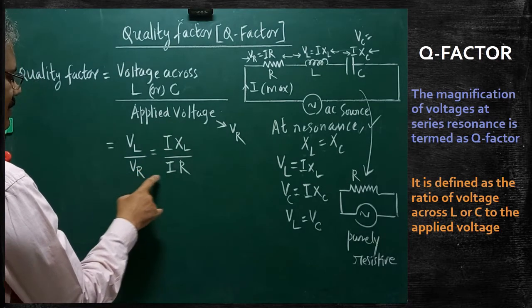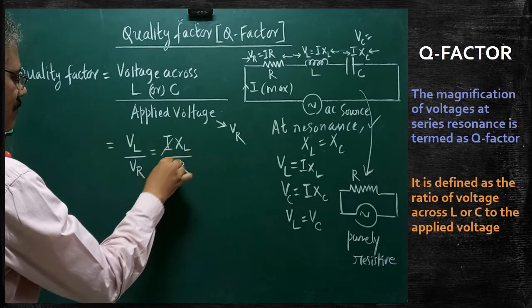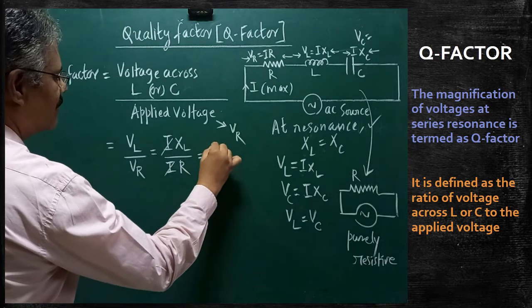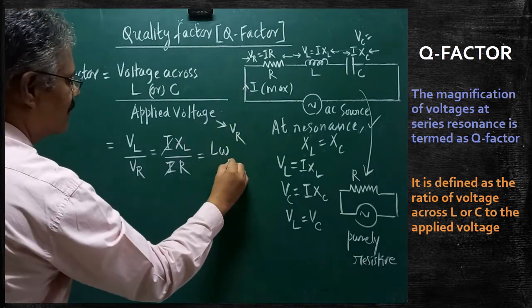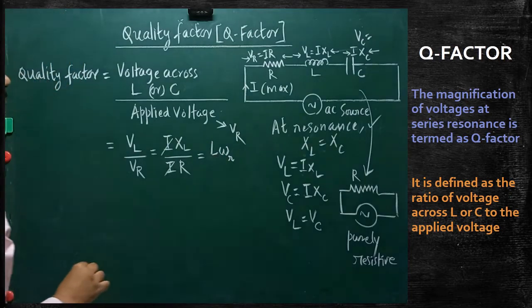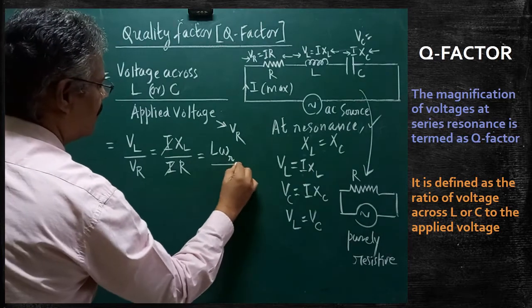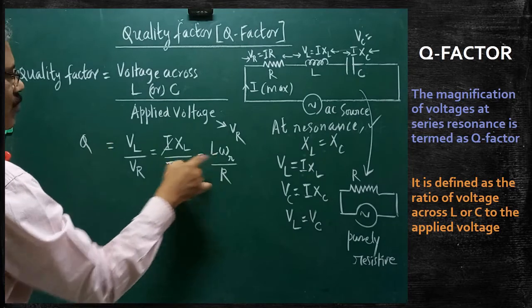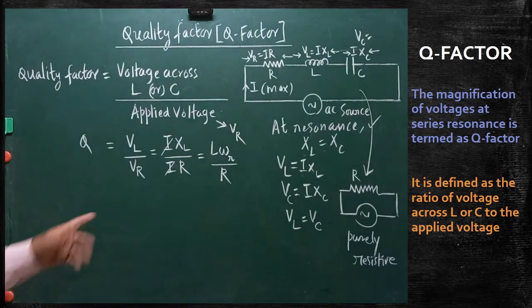Voltage across resistance can be taken as I into R. So here both I can be cancelled. Later it can be written as XL. What is the formula for XL? L into omega. Since the circuit is at resonance, here instead of omega we can write omega R. This is called angular resonant frequency. And then in the denominator R can be written. So this is one of the formulas to calculate the quality factor. Are you clear?